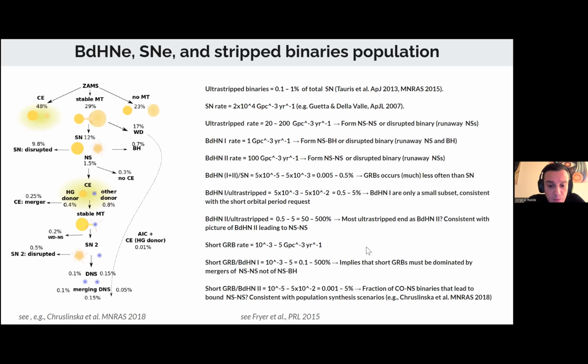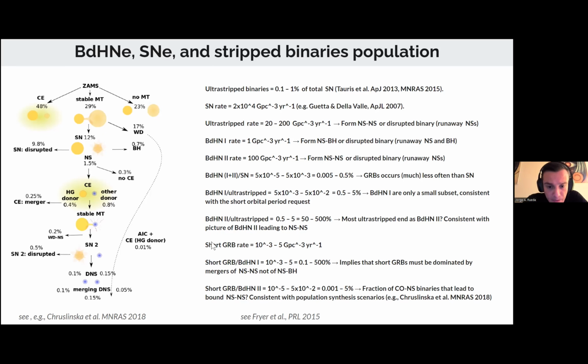And this can also be compared with the short GRB rate now. Why? Because if the BdHN1 can form neutron star black hole binaries, the BdHN2 can form neutron star binaries. We know that these new binaries of compact star objects can merge because of the gravitational wave emission that will make them merge in some years, on the order of 10^4, 10^5 years, something like that.